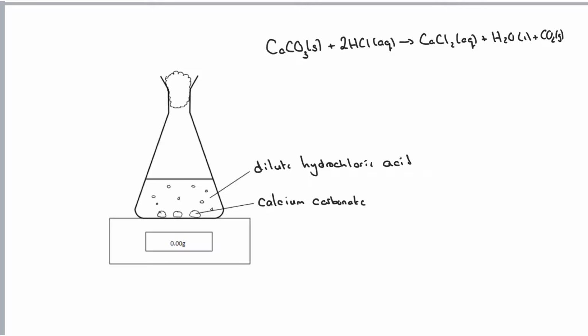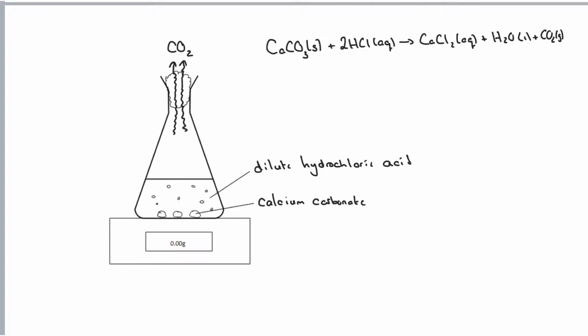Now you'll notice that I've done this reaction on the top of what we call a top pan balance. And that's because carbon dioxide is a gas that's quite dense, but it can escape through the cotton wool plug in the mouth of the conical flask. Now, a cotton wool plug will let gases escape, but it will prevent drops of hydrochloric acid splashing out.